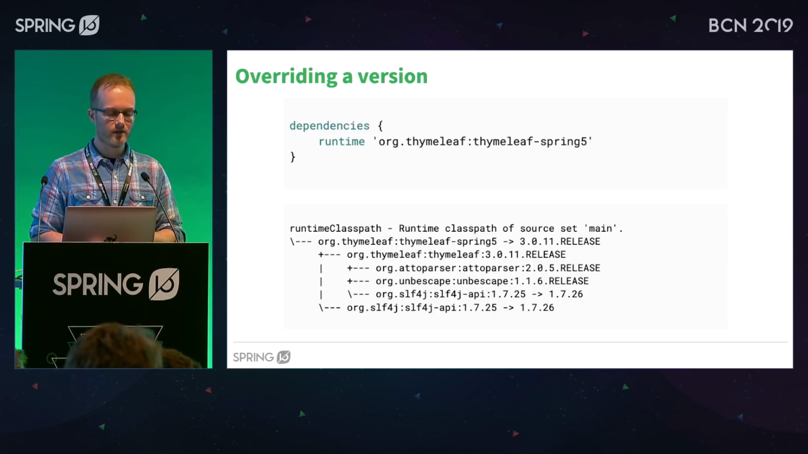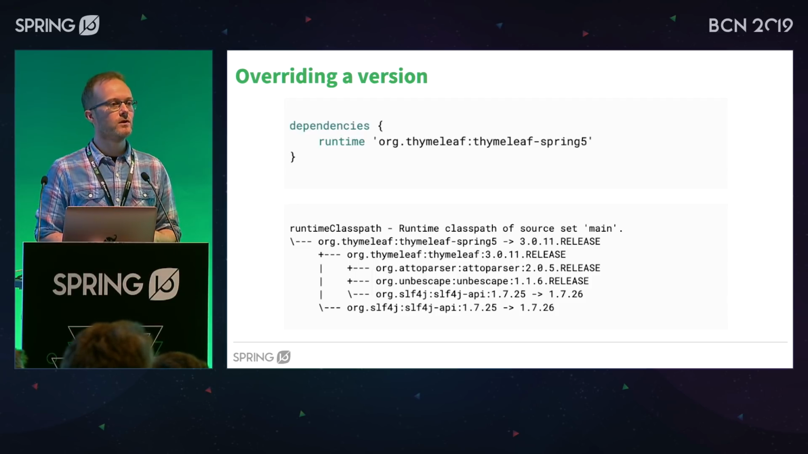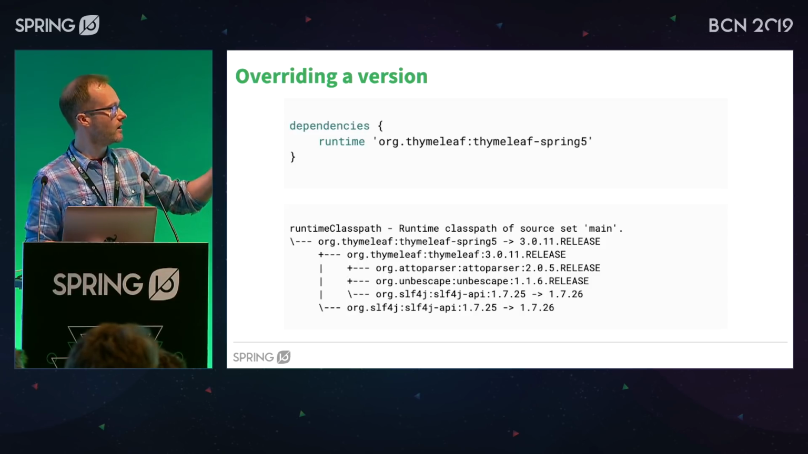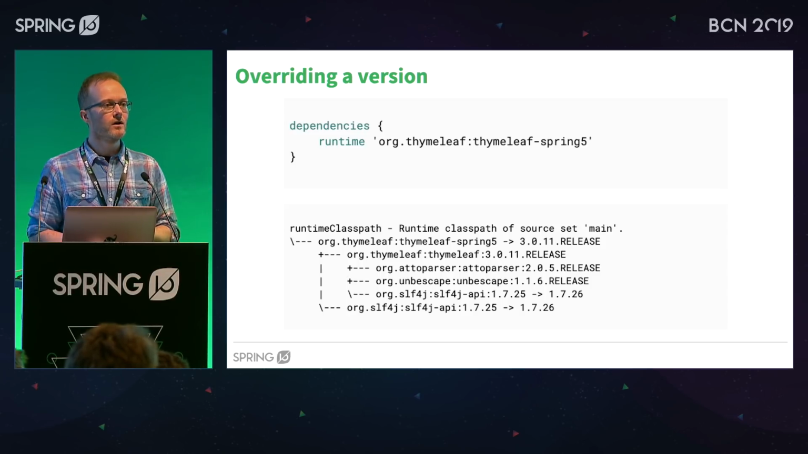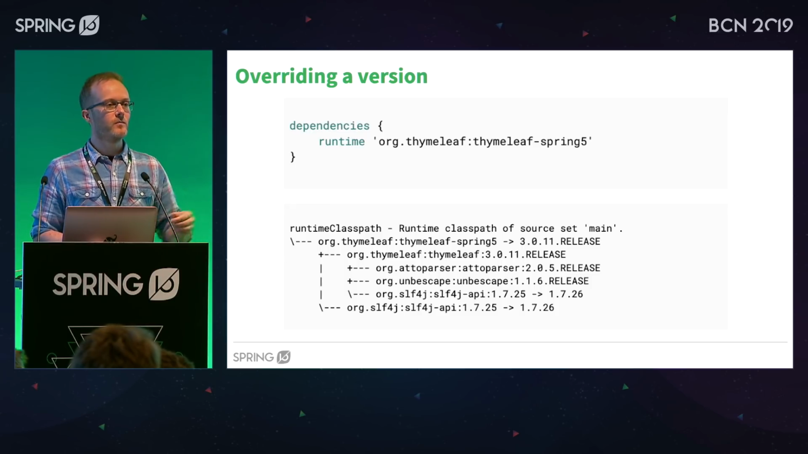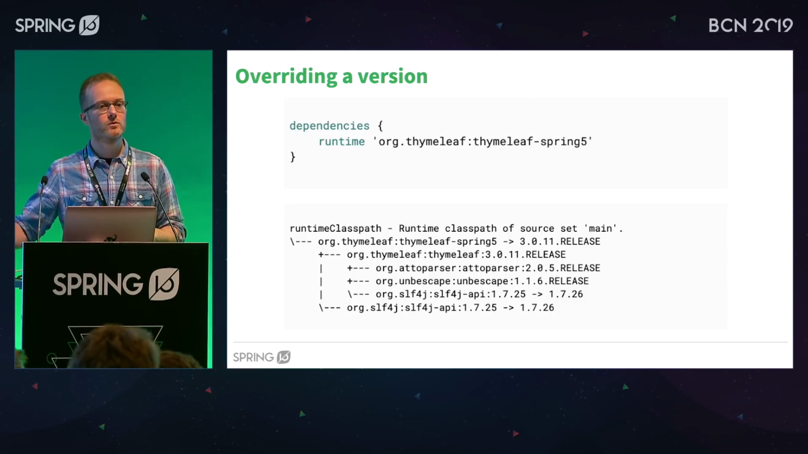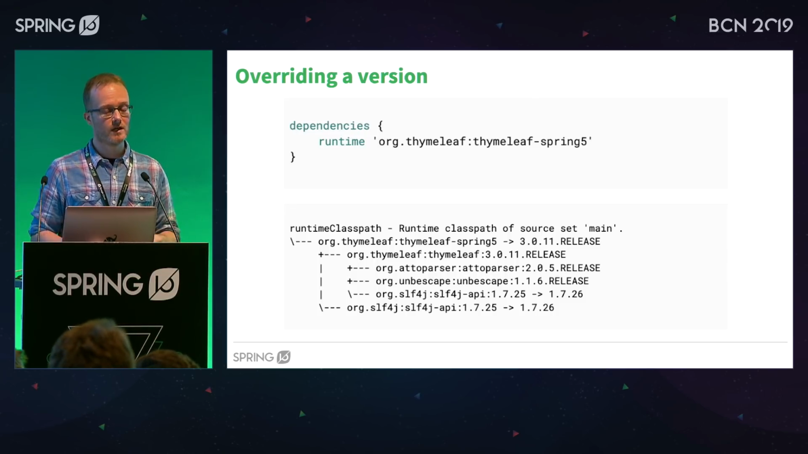So Thymeleaf by default depends on SLF4J 1.7.25. The Dependency Management Plugin thinks you should be using 1.7.26, so it's upgraded that dependency. So there you can see versions either side of the arrow. That's where the transitive dependency did have a version on it, and the Dependency Management Plugin has said, no, I think you should be using this newer version because that's the one that's in the BOM.